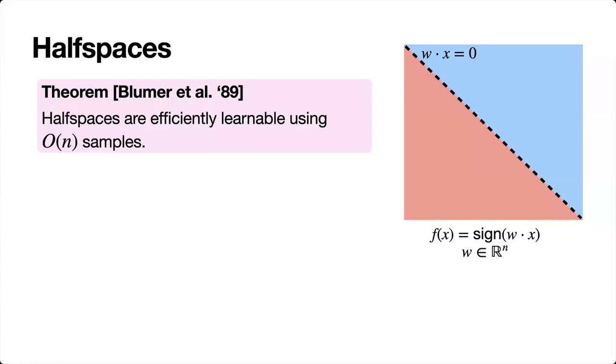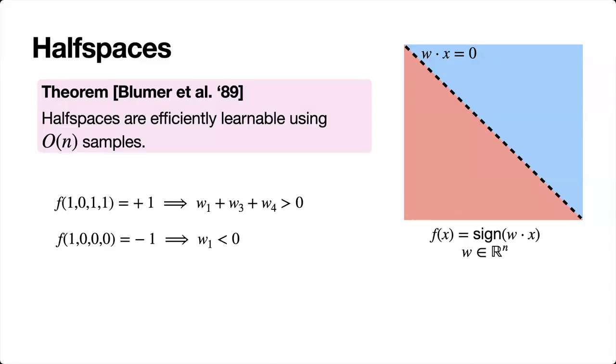And finding a half space that correctly labels a set of points turns out to just boil down to some linear programming. In particular, if I give you some examples and I tell you that, let's say, f of (1,0,1,1) is positively labeled, then this will tell me that, if I look at the unknown weight vector, I need to have w1 plus w3 plus w4 is positive. Similarly, if I tell you that f of (1,0,0,0) is negative, this tells me that some other sum, in this case just w1, is negative. And at the end of the day, I'm just going to have roughly a linear number of inequalities, and I can just use, say, the ellipsoid algorithm to efficiently find a point in this polytope. Great.